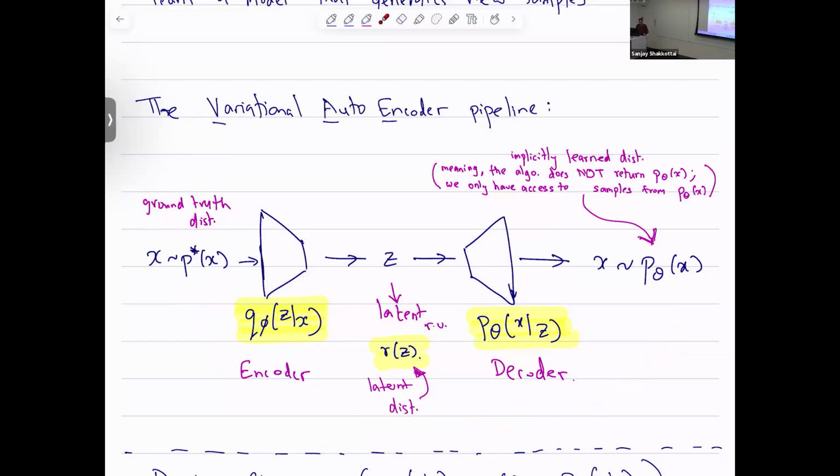So there are multiple design questions here. First, what is the encoder? Second, what is the latent distribution you want? That's still open. I'm just talking about this pipeline. And three, this side of things, the decoder. What is that function you're using?